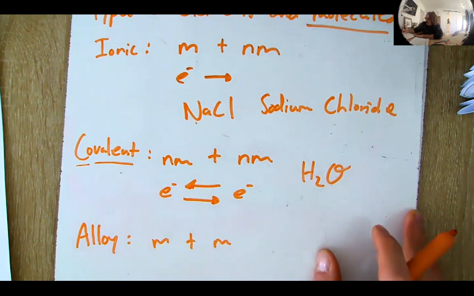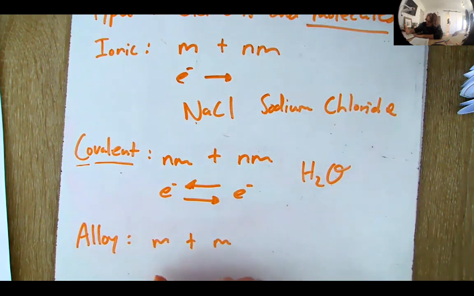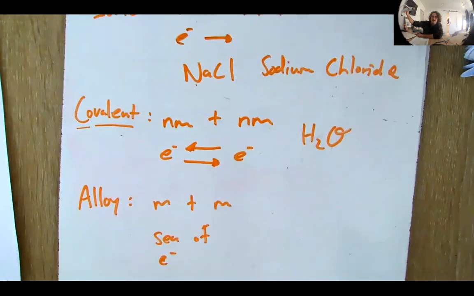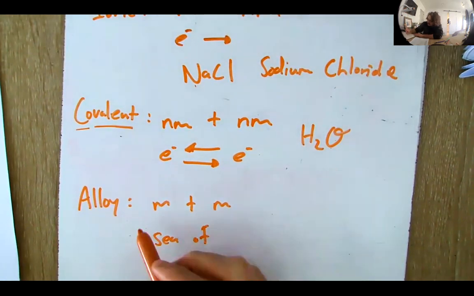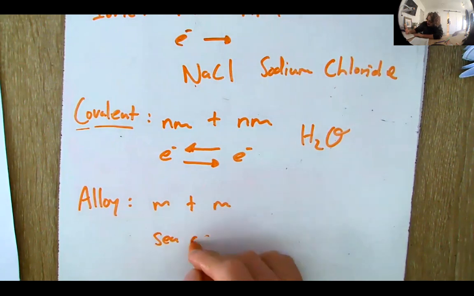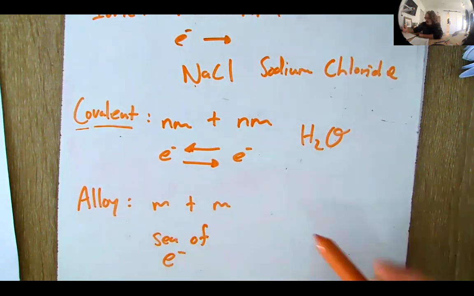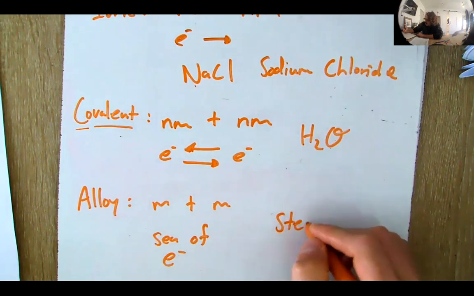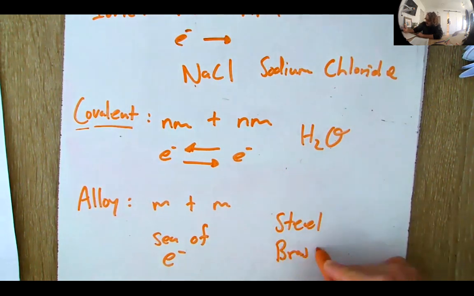So what's happening with the electrons is there's a sea of electrons, meaning that the electrons can move around freely from nucleus to nucleus in a sample of alloy metal. They can move around very freely. Maybe that's a reason why alloys are great conductors of electricity, because they have a sea of electrons. Okay, an example of an alloy I said earlier was like steel or brass.